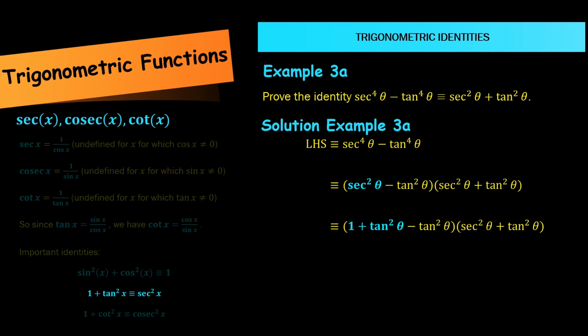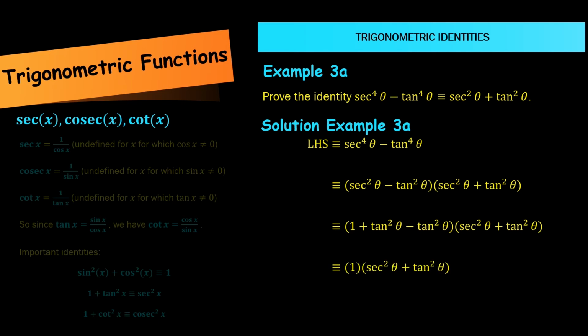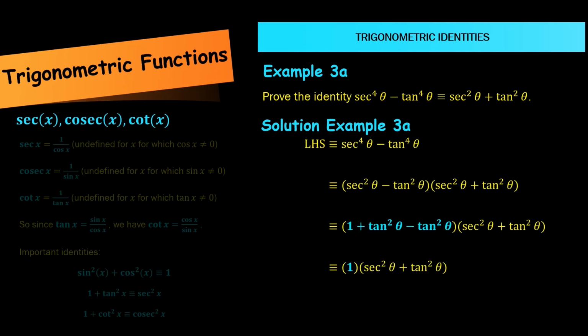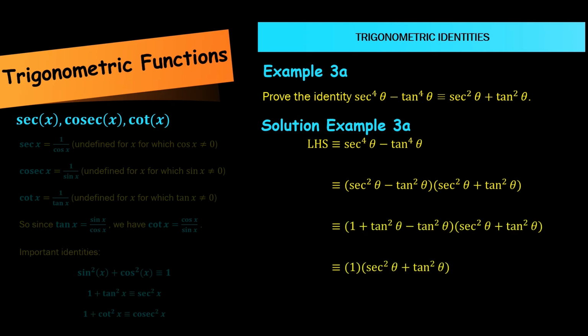Notice that sec² in this expression is equal to 1 plus tan², so we substitute that. And so we have this expression here. And then tidying up gives us 1 times sec² plus tan², which is of course identical to sec² plus tan², which is identical to the right-hand side of the identity we're trying to prove.